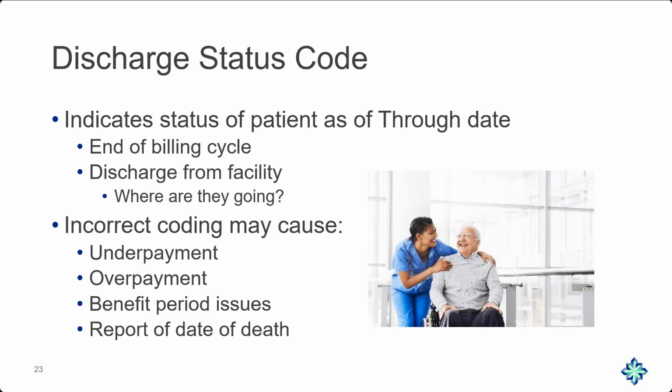Issues with claims processing can happen. It can delay payment to other facilities. Let's say, I'm just going to use skilled nursing facilities as an example. If you don't discharge the patient when they go to another facility type, it can impact future stays. It could even report a date of death to Social Security if you accidentally key a 20, patient is deceased, instead of a 02, which means discharging to a hospital. So you want to be careful with your discharge status codes and use them accurately.